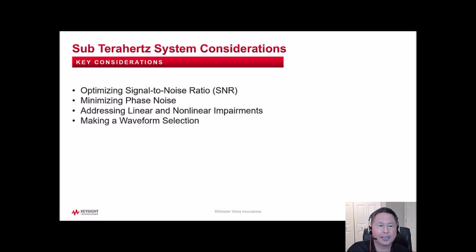Optimizing SNR is an important consideration to achieve the best EVM performance. Regarding the S in SNR, on one hand, maximizing signal power helps to achieve higher SNR. On the other hand, reducing the signal power is necessary to avoid compressing any components in the signal chain given some statistical peak-to-average characteristic of the complex waveform.